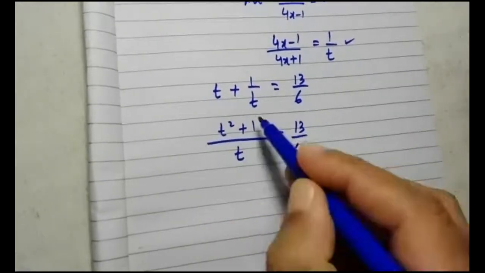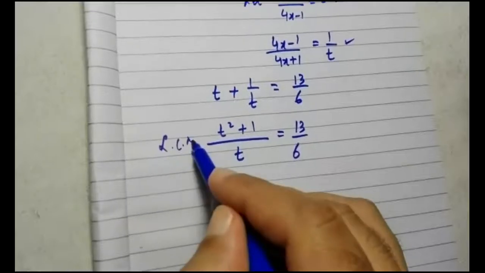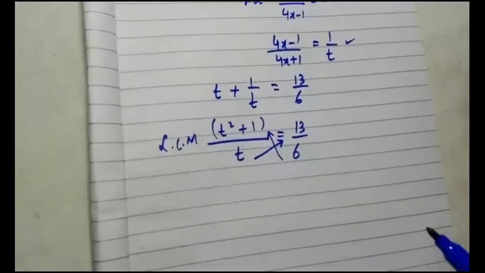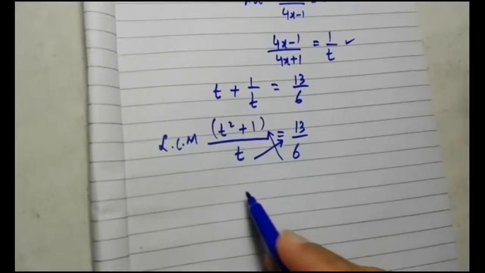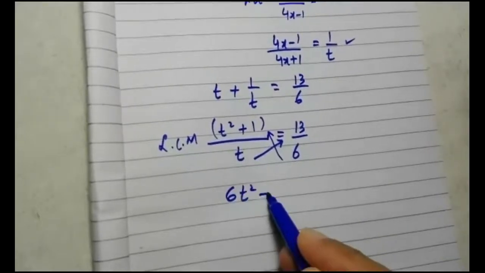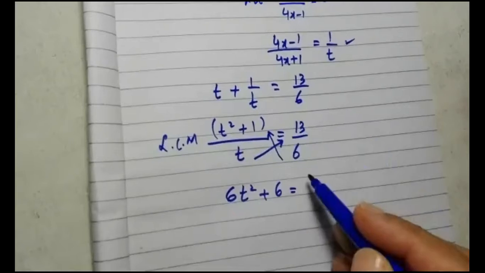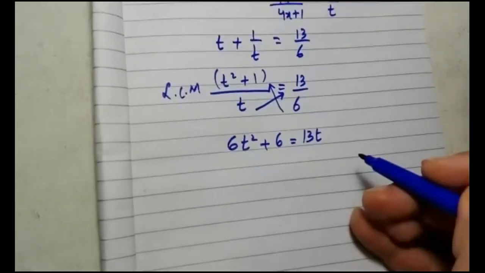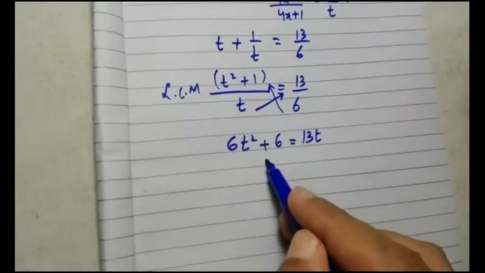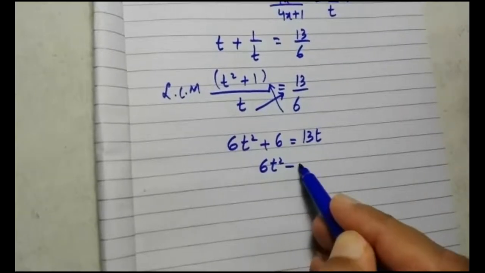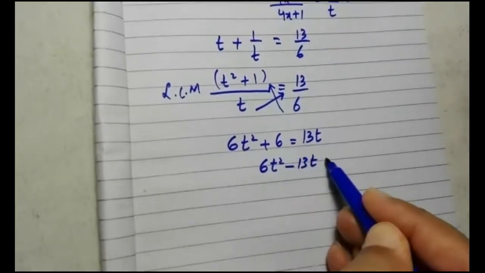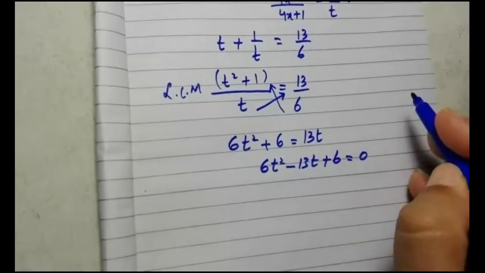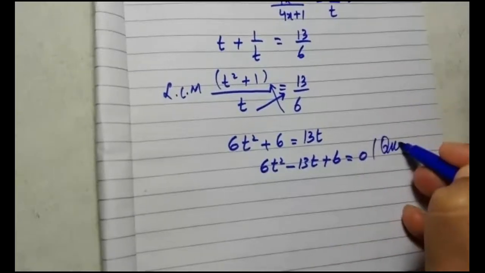Once the LCM has been done, what will you do? In the next step you will go for the cross multiplication of the terms, so that the terms can be simplified. So you will write it as 6t squared plus 6 equals 13t. And now by arranging it, it will become 6t squared minus 13t plus 6 equals 0. So it is a quadratic equation in t.